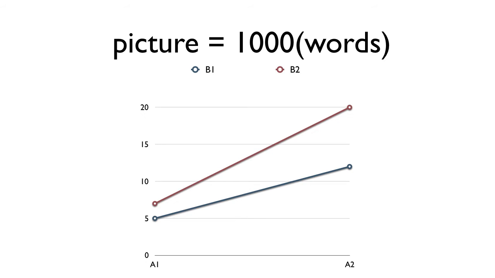There's group A, level A1 and level A2. This is B1, and this is B2. You can see that at A1, B2 is bigger than B1 by, it looks like, 2 points. That looks like 5 and 7, right? And over here at A2, B2 is about 20 and B1 is about 12, so 8 points bigger. The effect of B changes depending upon the level of A. It's a bigger effect at A2 than it is at A1.